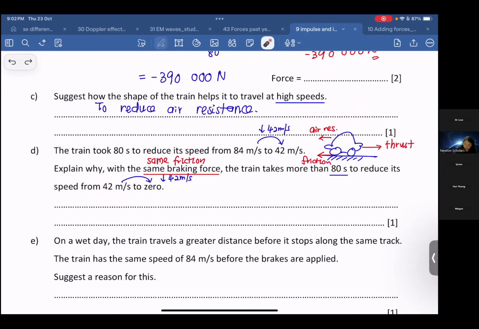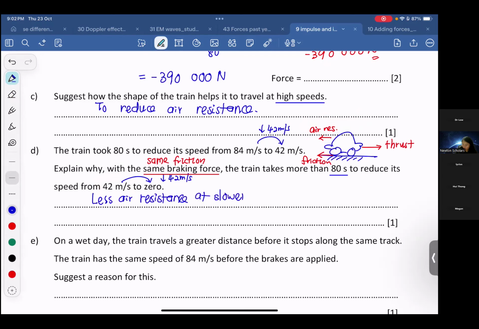Okay, are you able to get my idea? Okay, write down the answer. Less air resistance at slower speed.